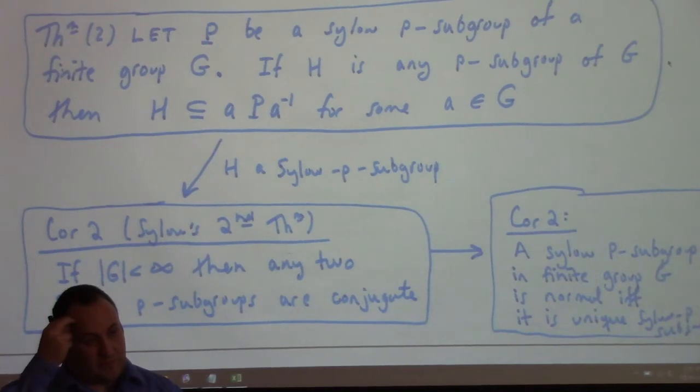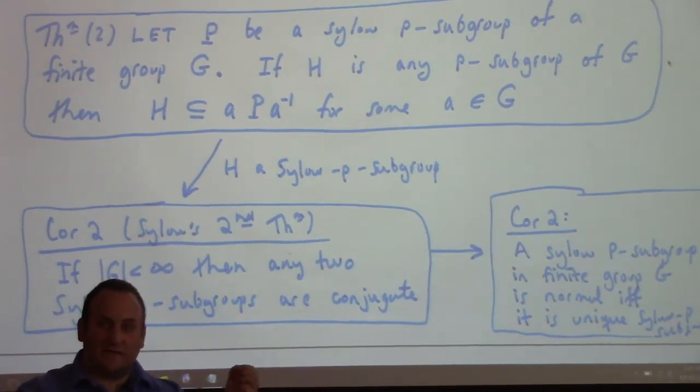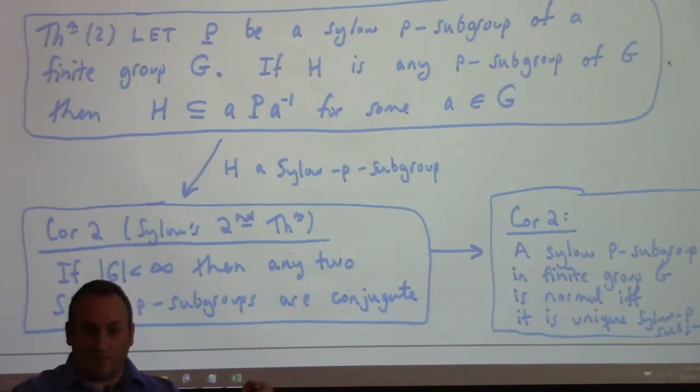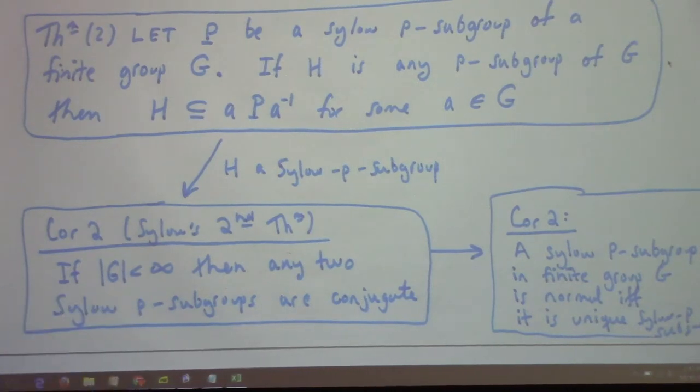Think about that. What does it mean to be normal? It means that when you conjugate the group, you get back the group again. But on the other hand, all the different Sylow P subgroups are related by conjugation. So if there's just one Sylow P subgroup, that means that when you conjugate the subgroup, you get back the subgroup again, which is to say it's normal. So this is very neat, because there's a connection between the Sylow P subgroups and normality.